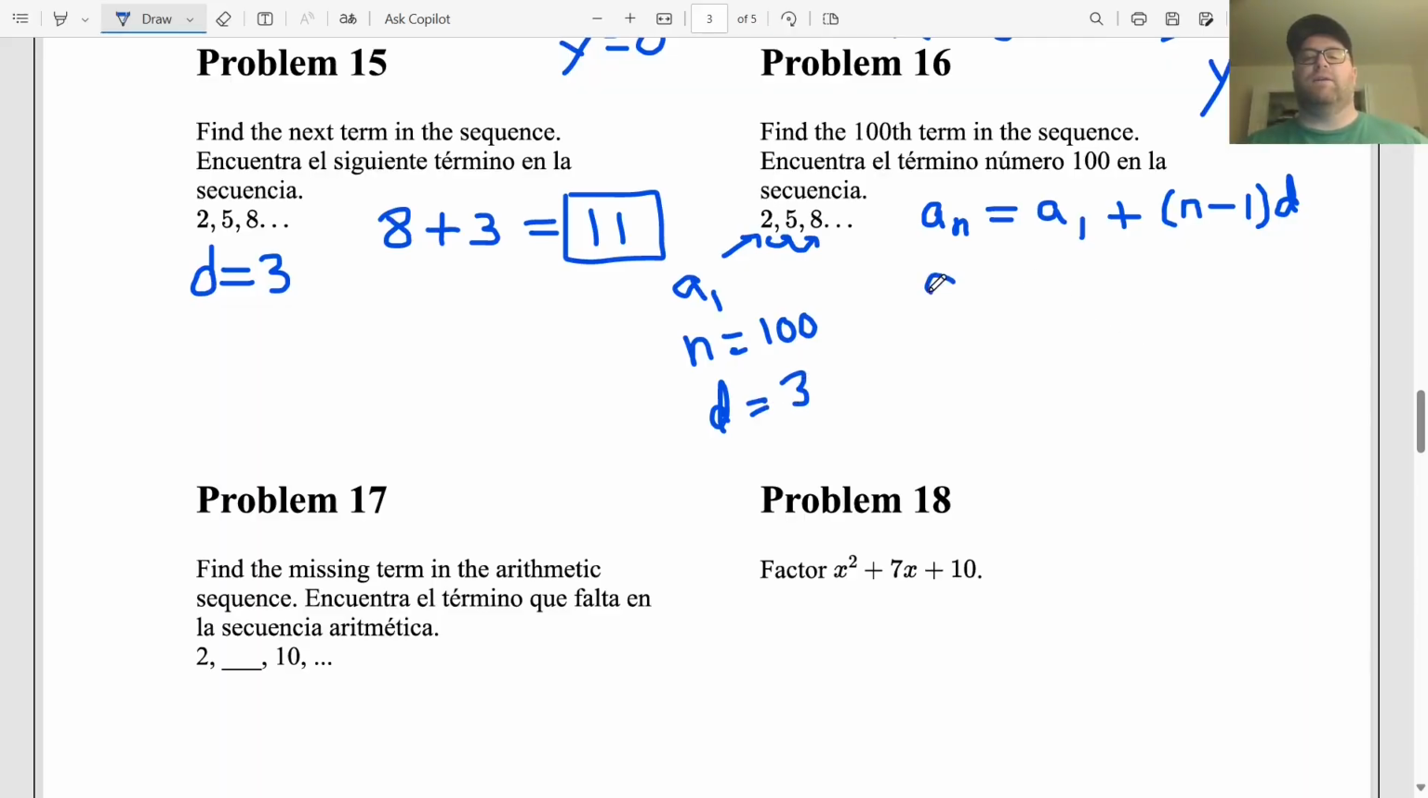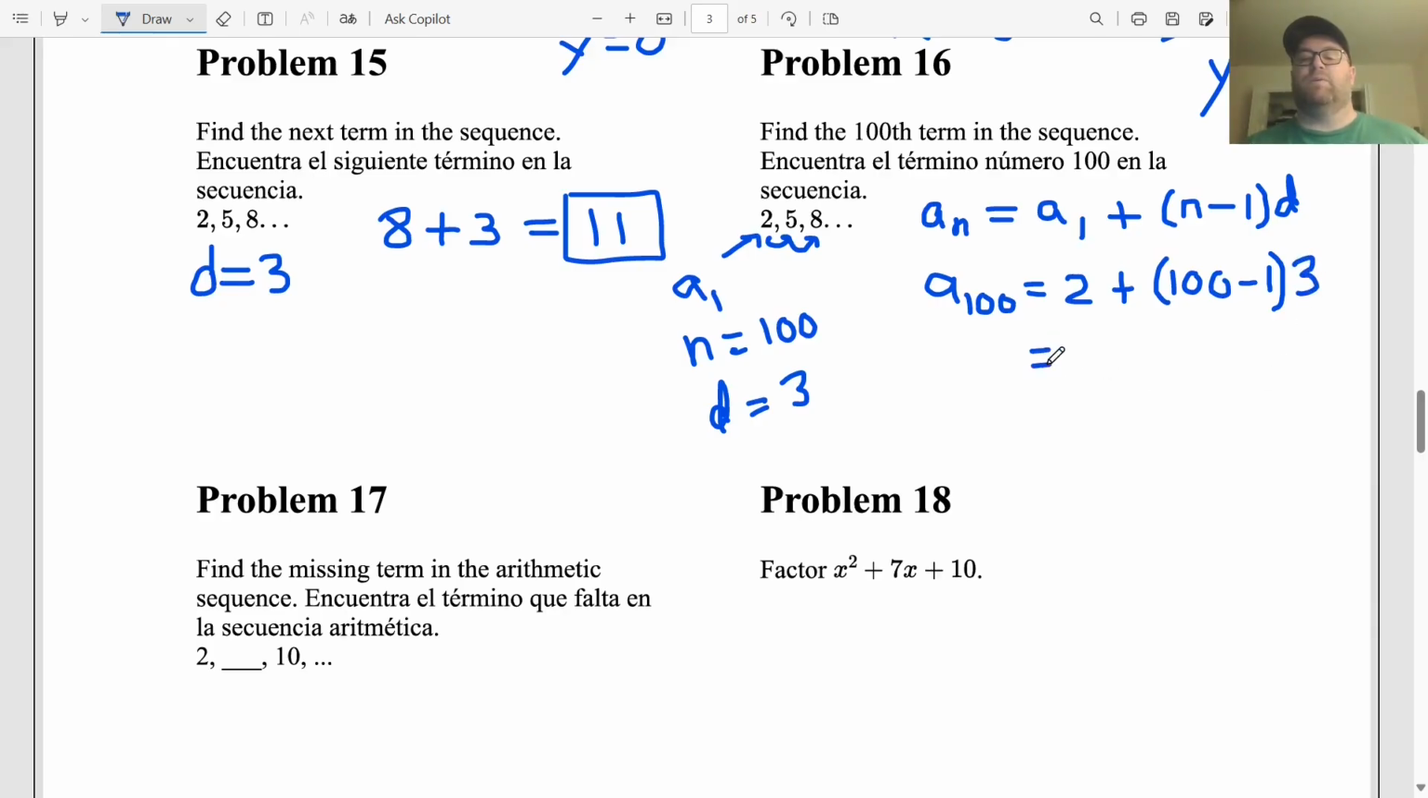So we're going to say the 100th term, so a sub 100, equals our first term, 2, plus 100 minus 1. And the reason that works is, you don't add the common difference for the first term, but to get to the second term, you add it once. To get the third term from the first term, you add it twice. That's why we have the minus 1 there. And then we're going to multiply that by 3.